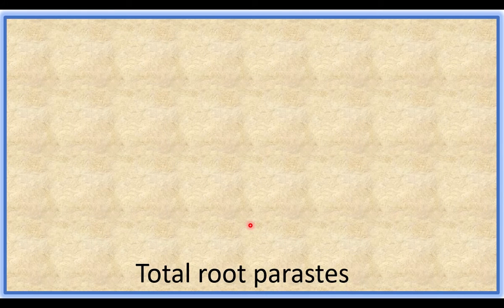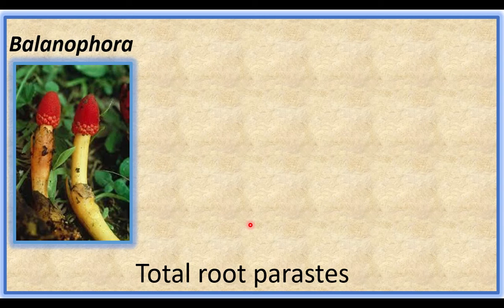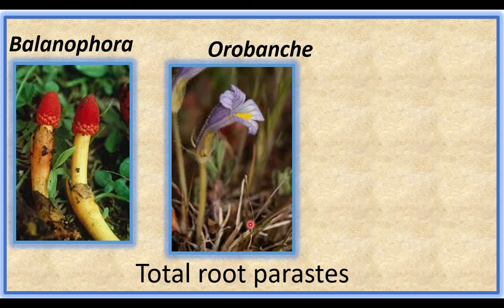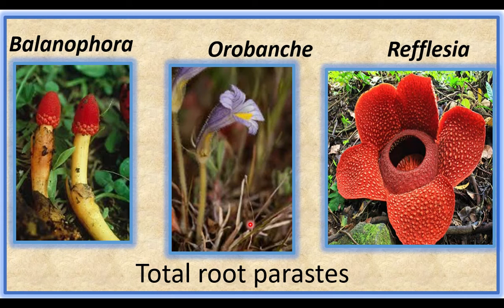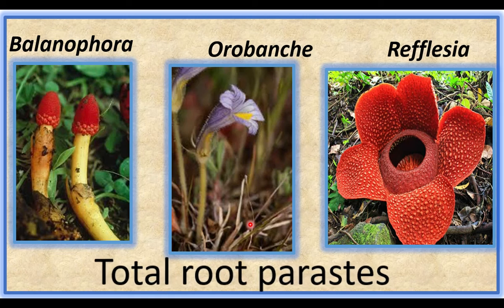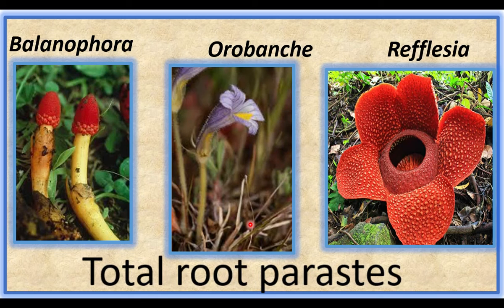Now let us see some total root parasites. Balanophora is a total root parasite. Orobanche is a root parasite. Rafflesia is a root parasite. It produces the largest flower. These three are total root parasites. Cuscuta is a total stem parasite.